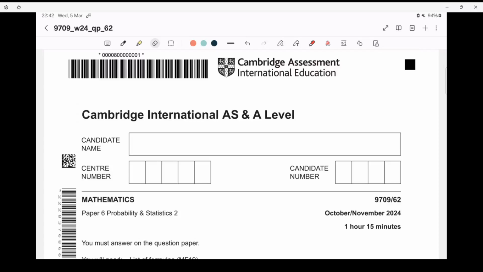Hi, welcome back. So today we will cover this particular variant of paper, S262, October/November 2024.